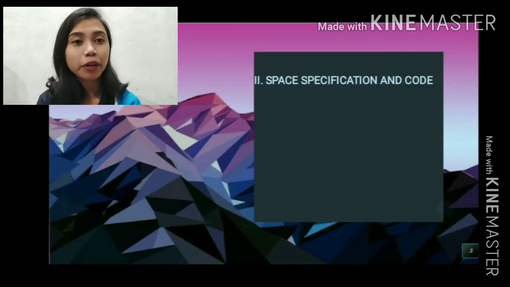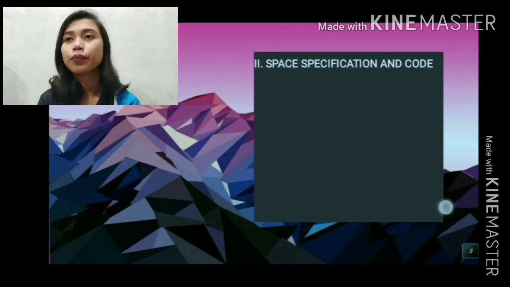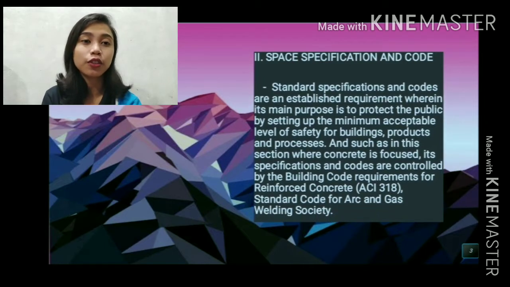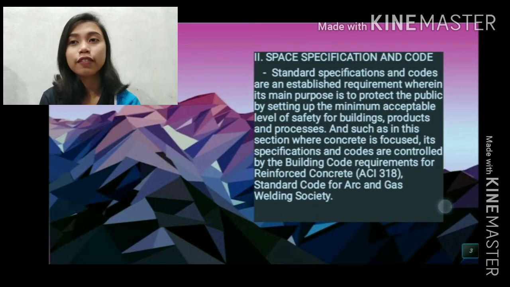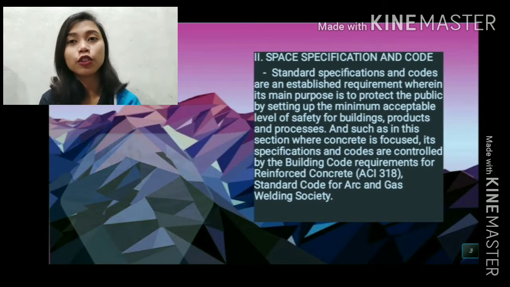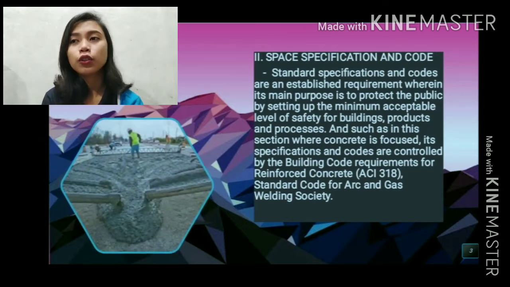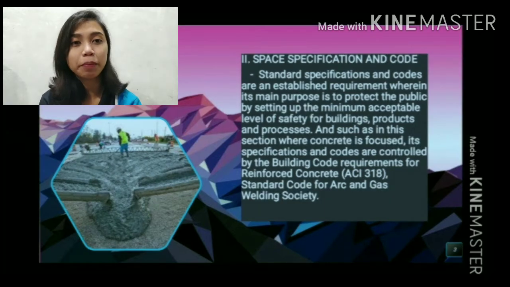Next, for the general requirements is the specification and code. The standard specifications and codes are very important, especially to the construction process, because they provide clear instructions on the intent, performance, and construction of the project. Such specifications and codes are controlled by the building code requirements, so they can reference the quality and standards which should be applied, and materials and manufacturers' products can be clearly defined.